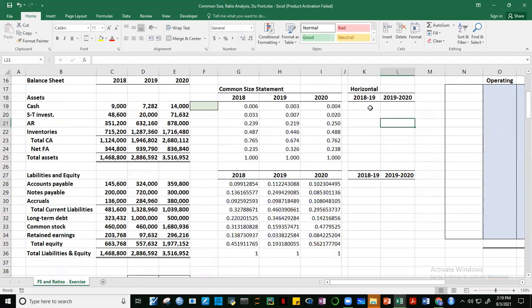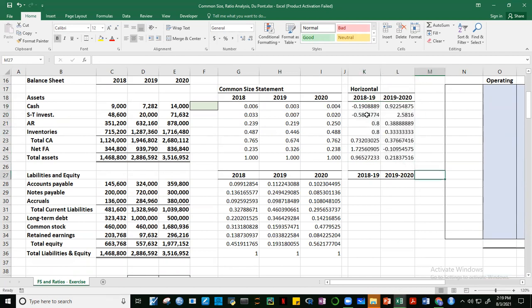And then for the horizontal, ganun din. It's equal to present divided by previous minus 1. Okay? Ganun lang. Okay, in fact, we can copy this. No? Control C, Control V. Pwede din dito yun. Kasi it's still the present.